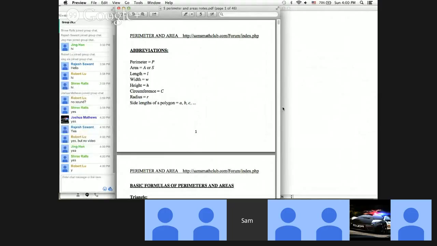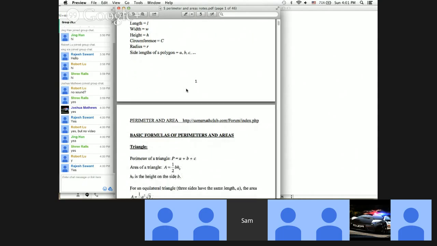So today we're going to be talking about perimeter and area. First off, some abbreviations. Basically, P, perimeter, A, area, or you can set S as area too, it doesn't matter. L, length, W, width, H, height, C, circumference, R, radius. Hopefully you all know what these terms mean, like circumference, it's just the outside of a circle, radius of a circle. Okay, onwards.